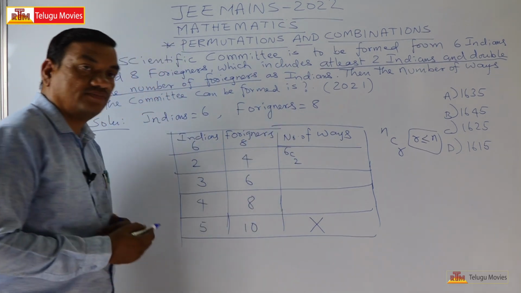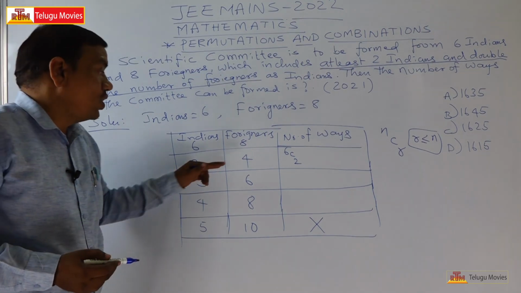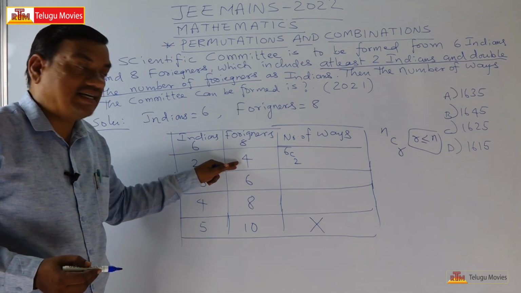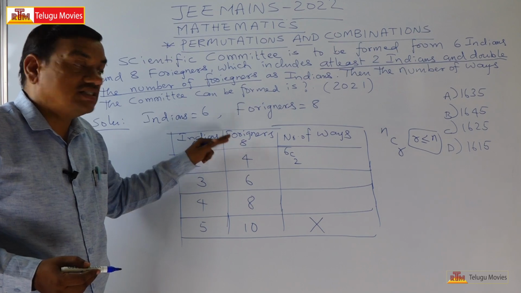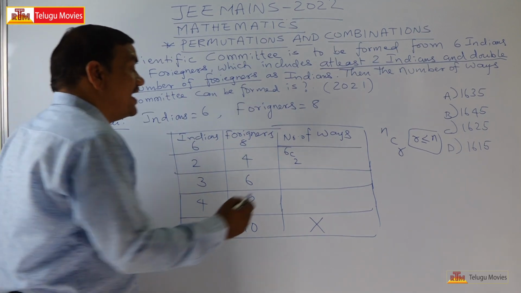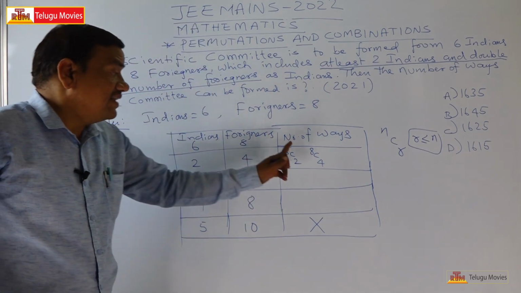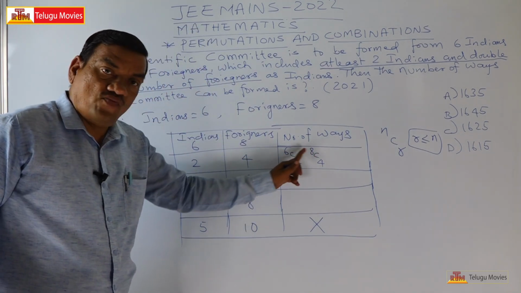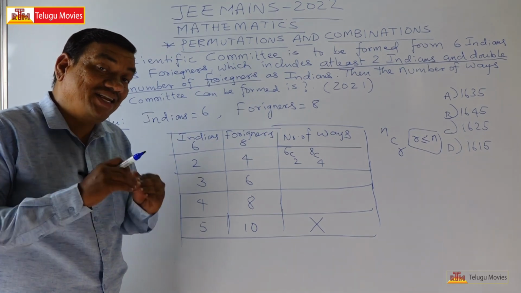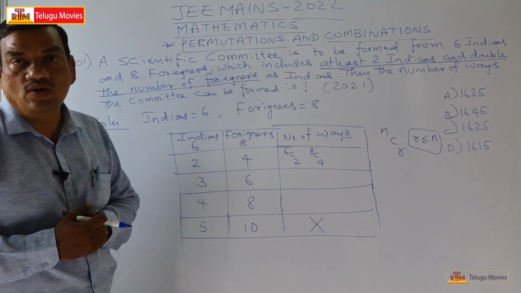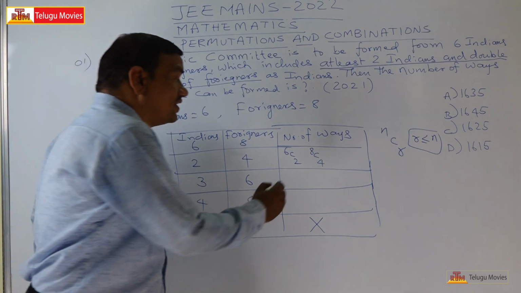6C2 ways. Now, 4 foreigners can be selected from 8 foreigners in how many ways? 8C4 ways. Here, these two values we have to put into a plus or a times. That is the question here.